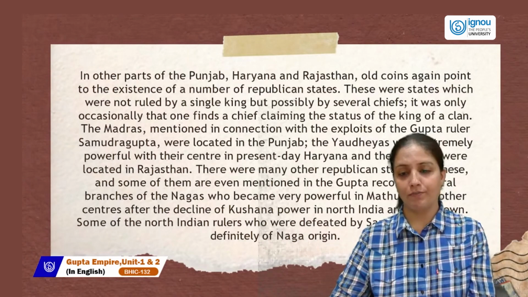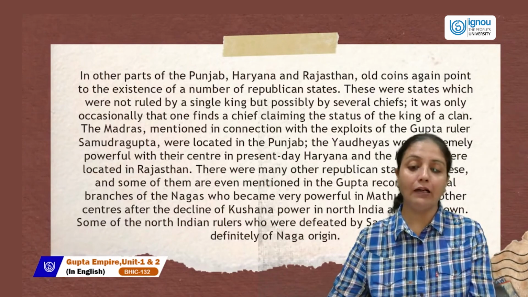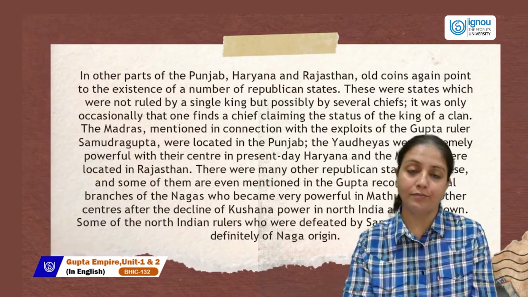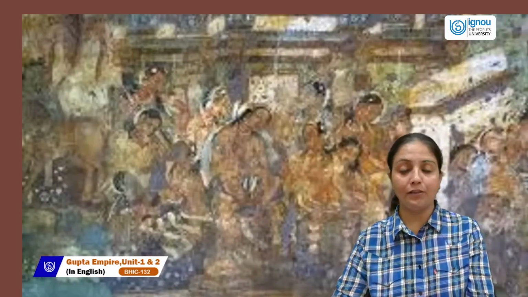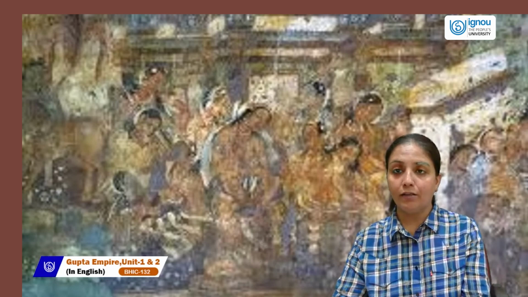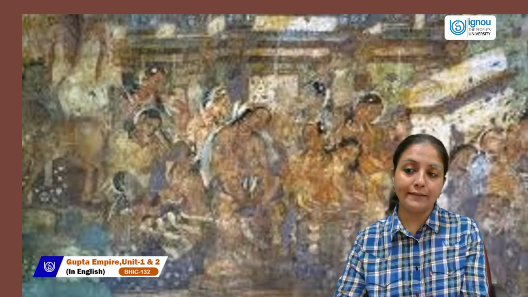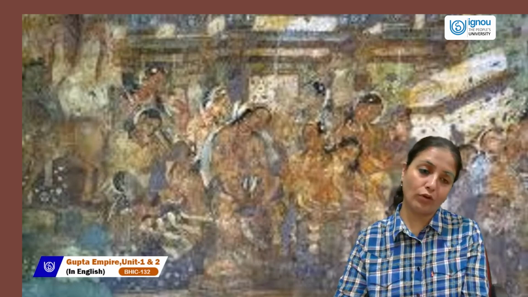North Indian rulers were defeated by Samudragupta. Those were Naga rulers, of Naga origin. You can see in the picture the art, which shows how art and craft were very important for the rulers of that time.